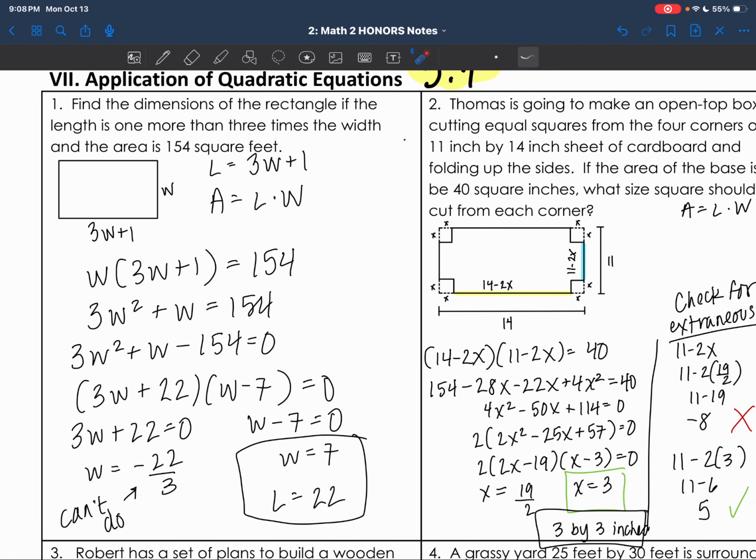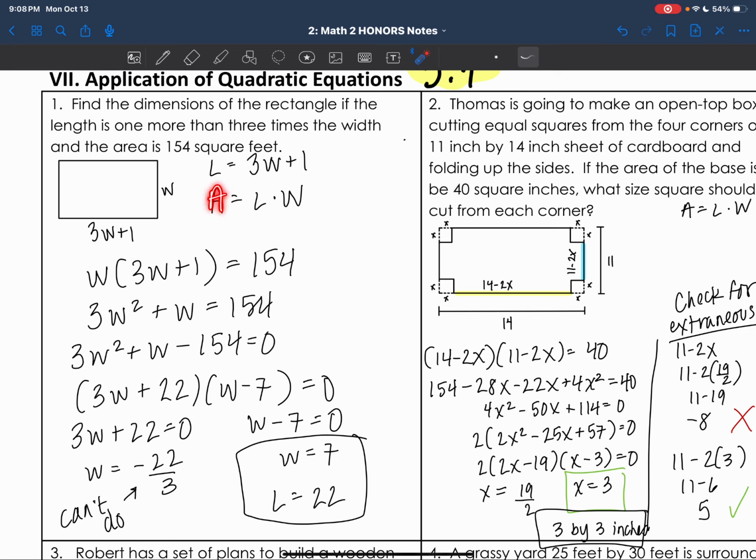But here what we need to do is find the dimensions of a rectangle if the length is one more than 3 times the width. You can use whatever variables you like. I like to say the length is 1 more than 3 times the width. So I just go through and I translate it exactly as it says. And the area is 154 square feet.